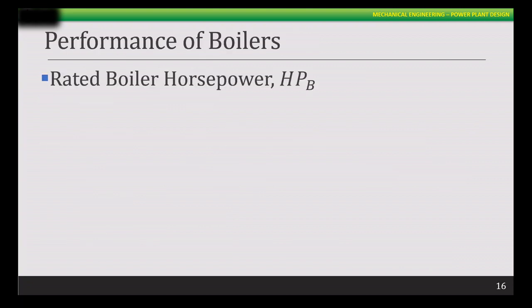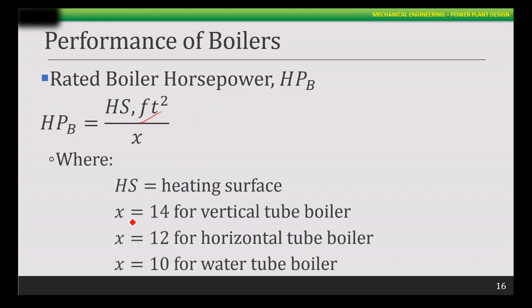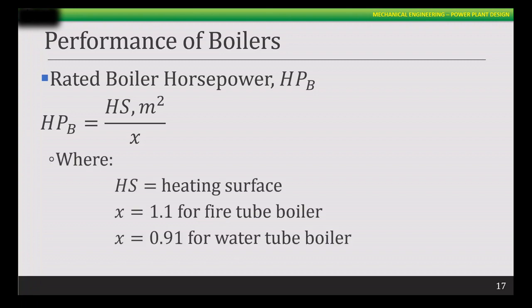So for the rated boiler horsepower, we divide the heating surface by X. So what is this X? X is 14 for vertical tube boilers, 12 for horizontal tube boilers, and 10 for water tube boilers. So remember that the heating surface in this case is in square feet. There is also a scenario where the heating surface is in square meters. Then we have to use 1.1 for fire tube boilers and 0.91 for water tube boilers.